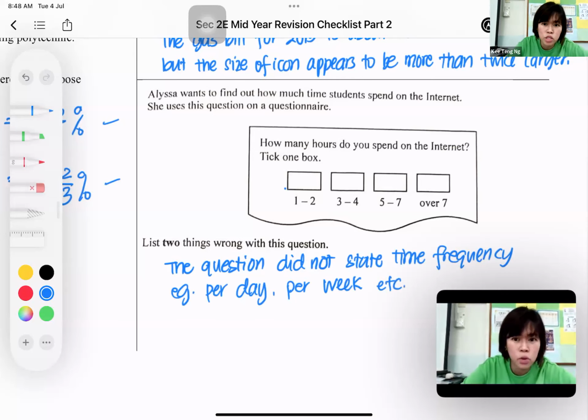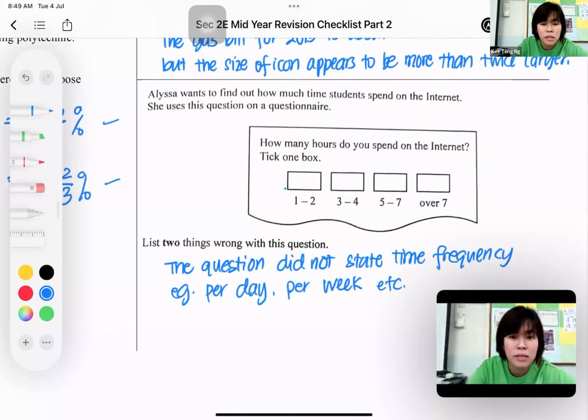Next one, second question, what's wrong with this question? So tick one of the boxes. I'm having a time interval. How much time do I spend on the internet? Let's say 2 hours 40 minutes, or 2.5 hours. Notice what about the interval? 1 to 2, 3 to 4, 5 to 7, over 7. But there's no interval that allows me to choose between 2.5 hours or 2 hours 40 minutes, for example.